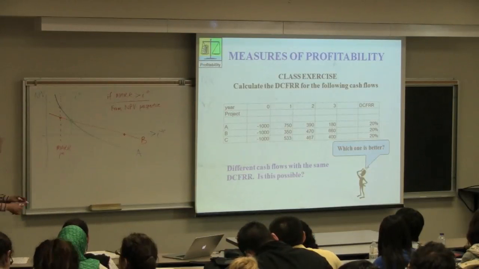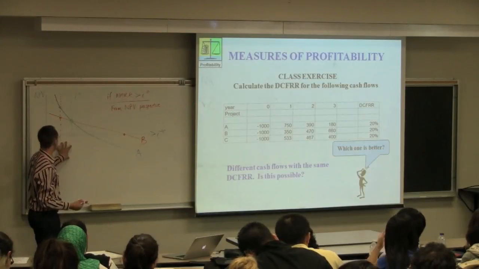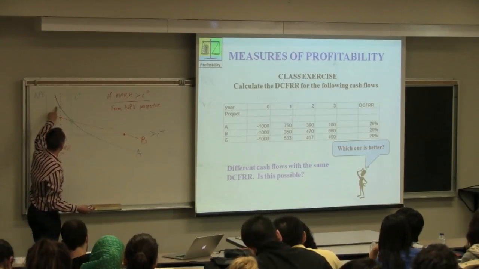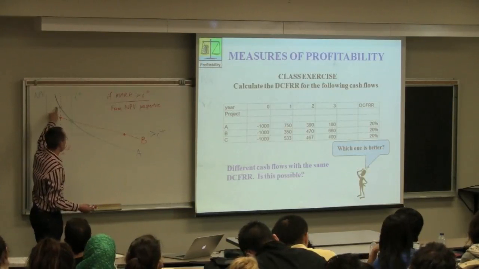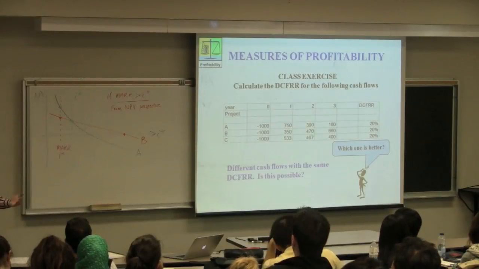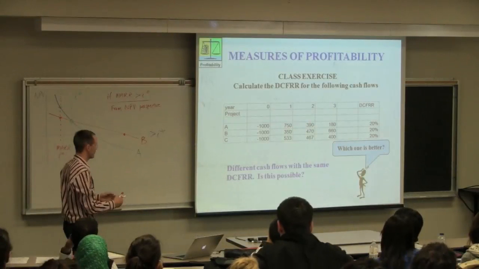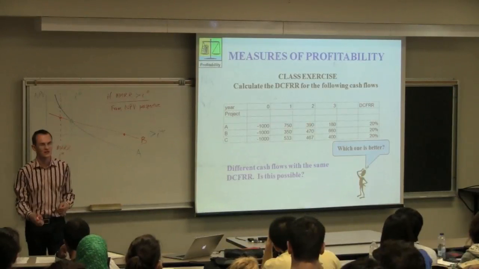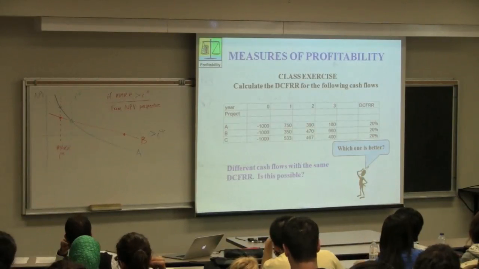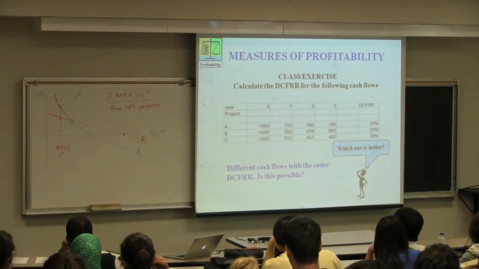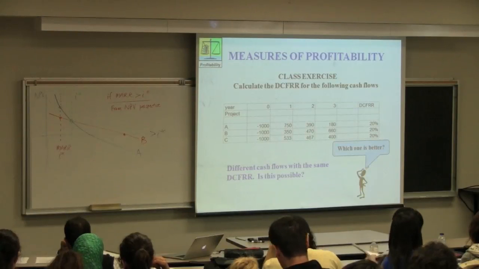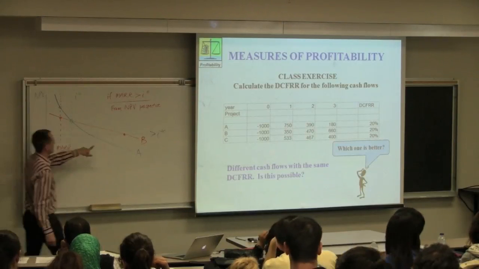So here's a case where, let's take a company where we're at the pink MARR, that I star. Based on NPV, you'll select project A. Based on IRR, you'll select project B. Project B has the highest discounted cash flow rate of return. So this is an example where picking based only on discounted cash flow rate of return is going to lead you to a very different answer to when you're just using NPV. So higher isn't always better.